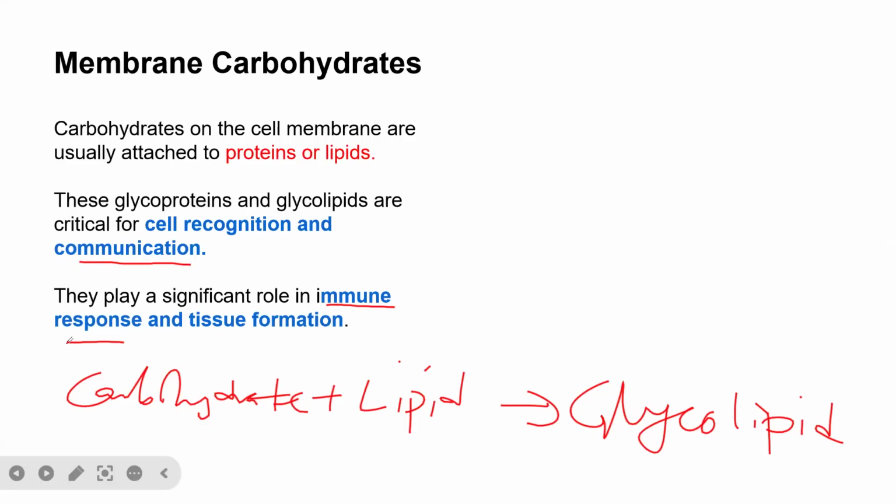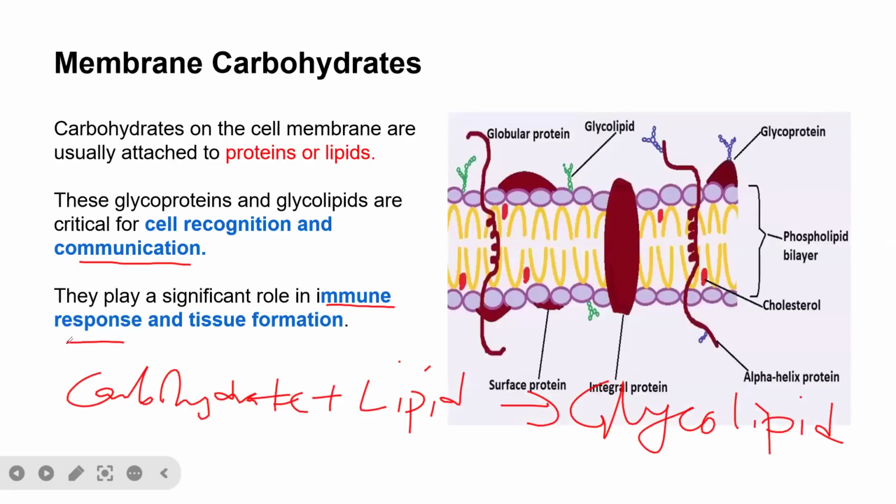And more importantly, these glycoproteins and glycolipids are very important in tissue formation. If you have cells, how these cells combine to produce tissue is through communicating, binding, and conjugating of the glycoproteins and glycolipids. They combine themselves with the help of the glycoproteins and the glycolipids. So you see, this is how they are. They are found as part of the cell membrane. This is the glycolipid, and this is the glycoprotein. They are usually found on the surface of the cell membrane.